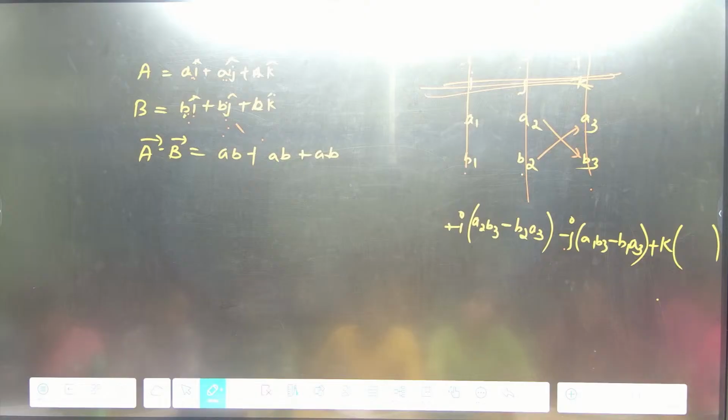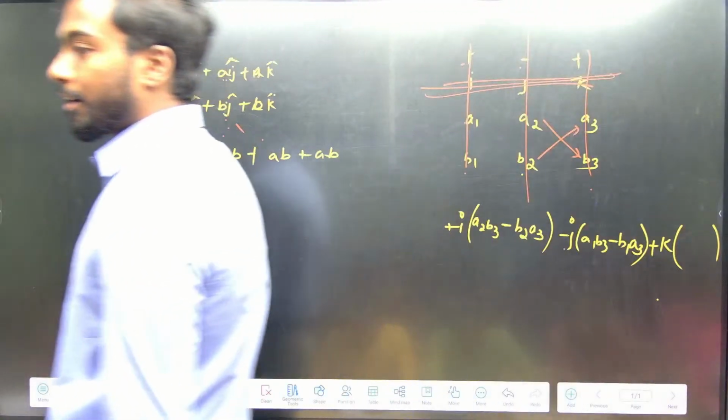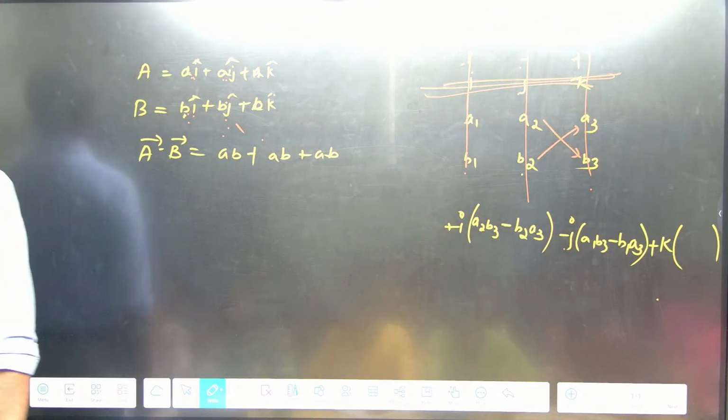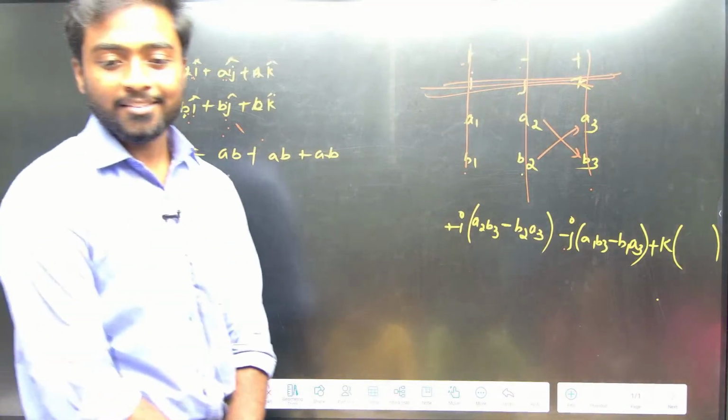First question. A is equals to 2i cap plus 3j cap. B is equals to 4i cap plus 2j cap. Find A dot B. Don't say the answers. I'll point out. Okay.